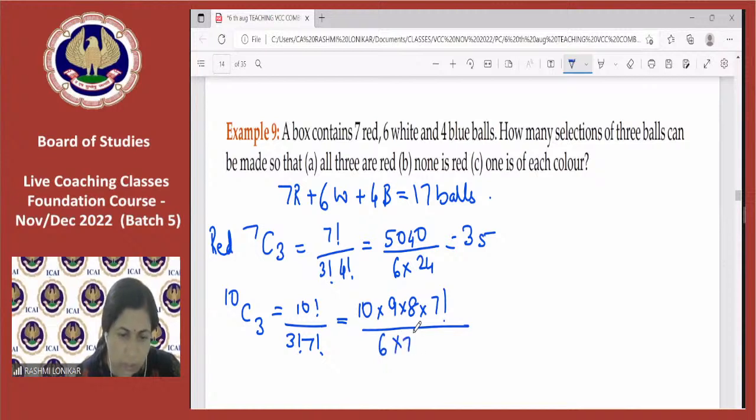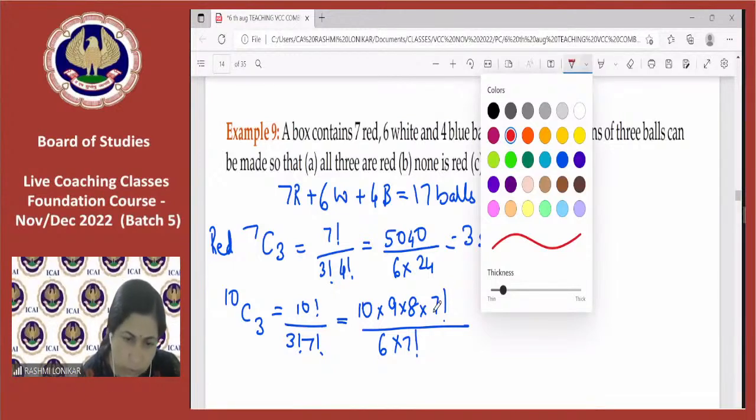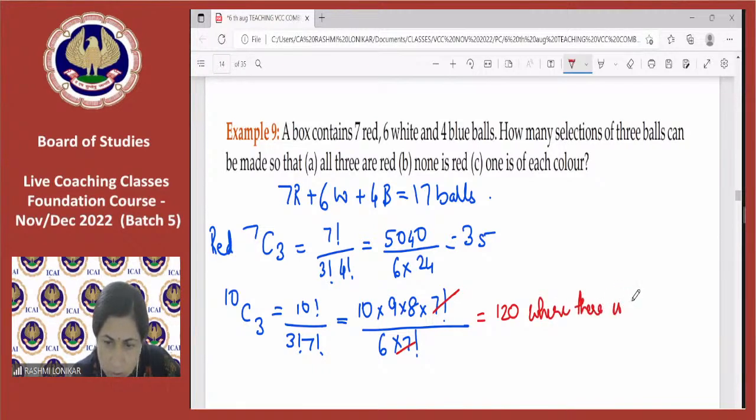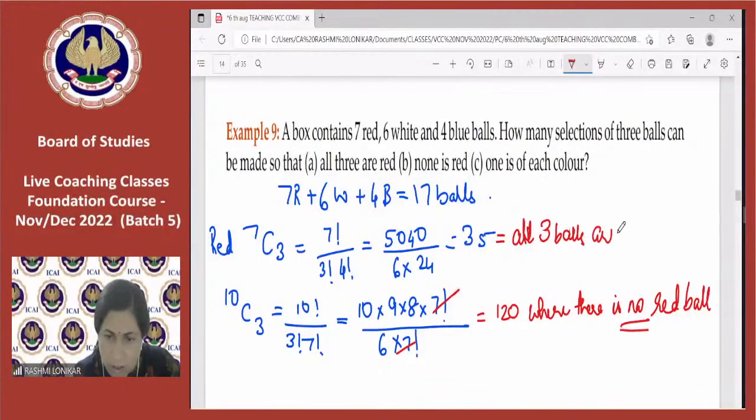3 factorial, which is 6, into 7 factorial. So I am going to cancel the 7 factorial. This becomes how much? 720 upon 6, which is equal to 120. Correct? Yes. So there are 120 selections where there is no red ball. In the first case, all 3 balls are red.